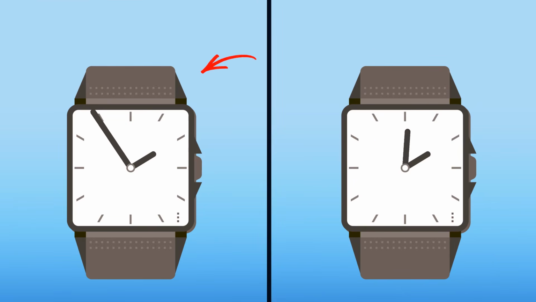The watch on the left is a fake. If you look closely, you'll see that the miniature arm is too long, so it can't pass around the entire clock when it moves.